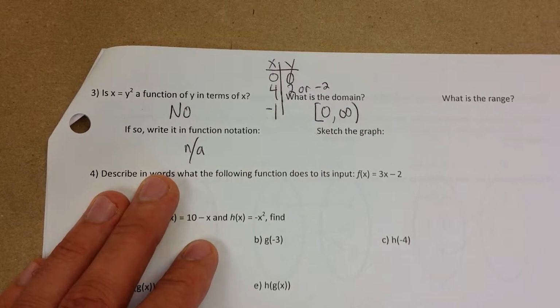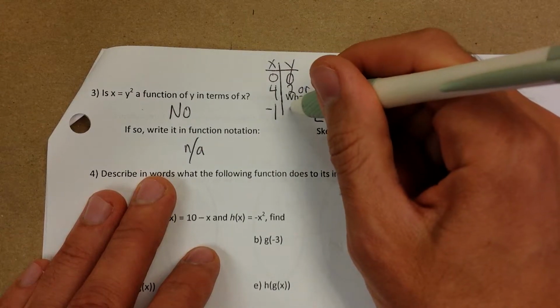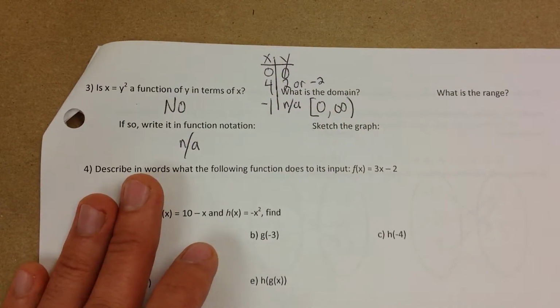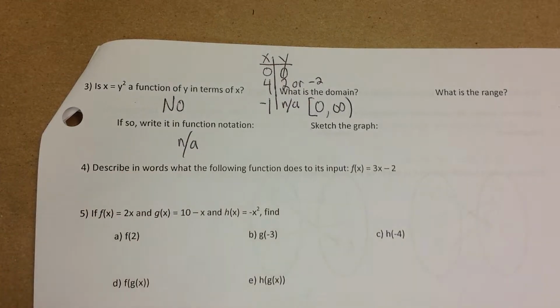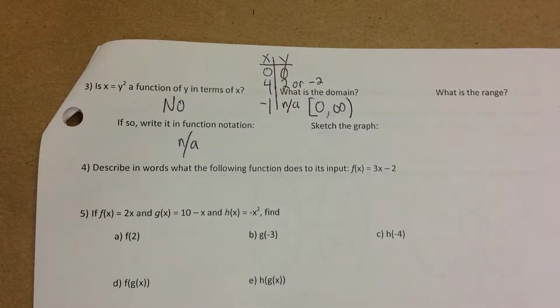Okay? So you're not going to have any x values that are negative if you're remaining in real number land. And when we're talking about domain and range, that's what we're talking about. Like what values leave us in real number land.